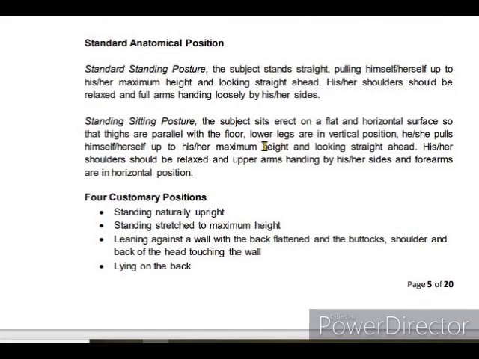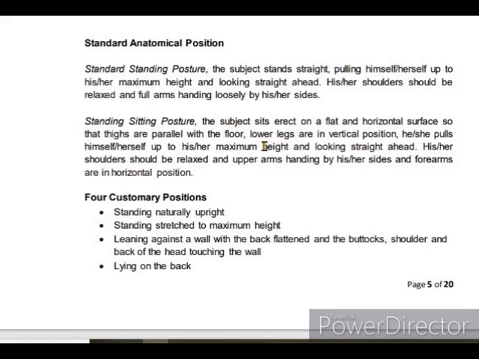Standard anatomical position. So standard standing posture, the subject stands straight, pulling herself up to her maximum height and looking straight ahead. Her shoulders should be relaxed and full arms hanging loosely by her side. So when someone is standing, we should design the workplace with that, okay? Should be comfortable.